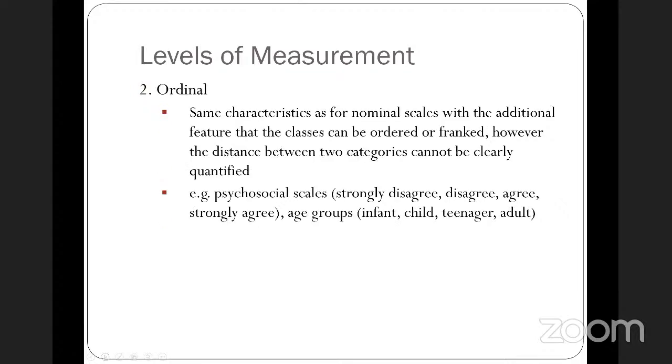Ordinal has the same characteristics as nominal scales with the additional feature that the classes can be ordered or ranked. However, the distance between two categories cannot be clearly quantified. For example, in the Likert scale, you have strongly disagree, disagree, agree, and strongly agree. Also age groups: child, teenager, adults. So that is ordinal.